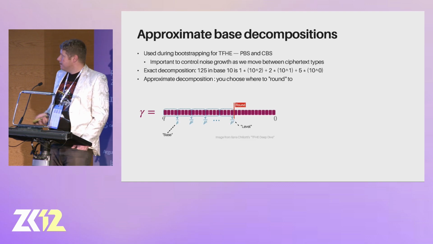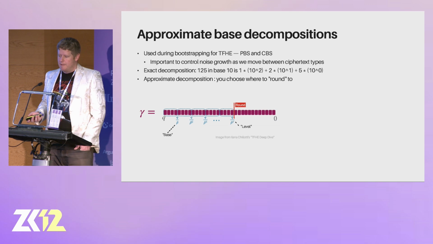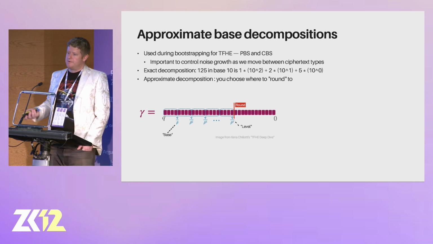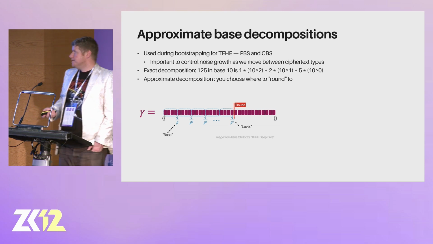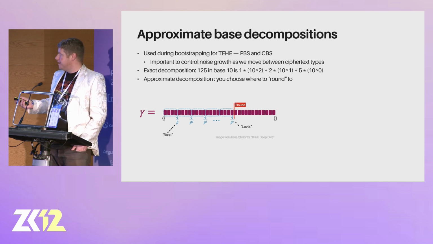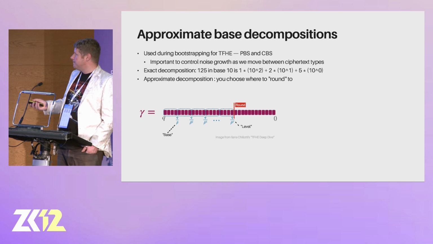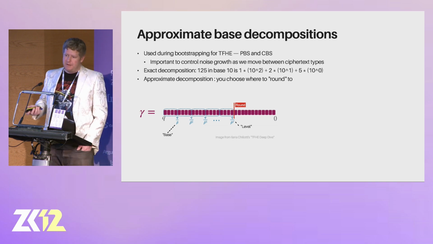So what are they? Well, these L and beta parameters define base decompositions. A base decomposition is a technique used during homomorphic multiplication. And what it does is it limits the noise growth when you apply this operation during the bootstrap process. So to give you an idea of what base decomposition is, you take a value like 125 and you break it into digits. So 1, 2, and 5. And they're multiplied by their constituent gadget coefficients. And then when you sum them all up, you get back the original value.